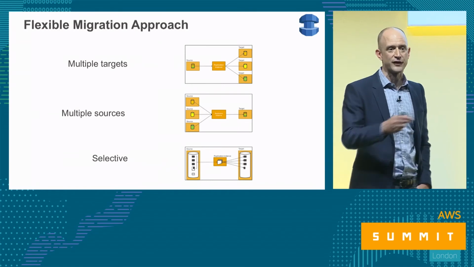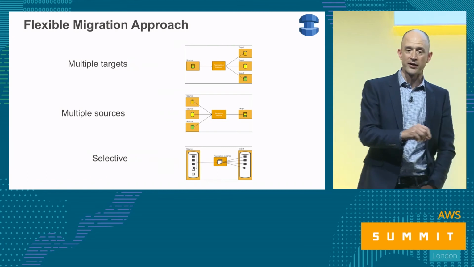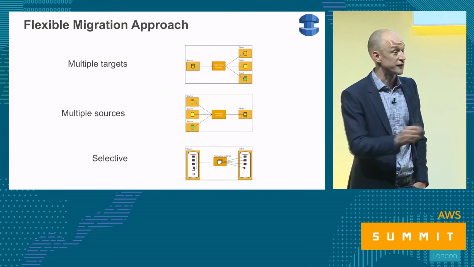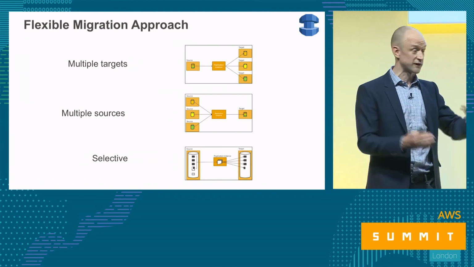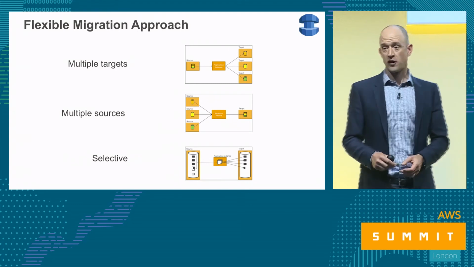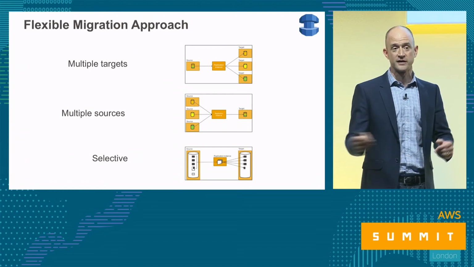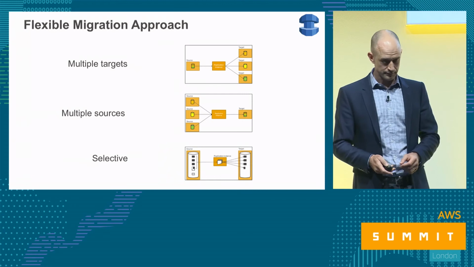Not only have we talked about the different engines that are supported, but it gives you the ability to take one source and migrate it to multiple targets, or vice versa. You could consolidate multiple data sources into a single target. You can also be selective. So for example, you can migrate certain tables from your source database to one RDS instance and other tables to another.